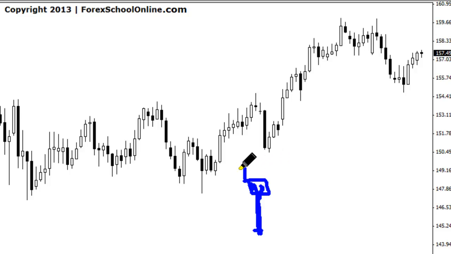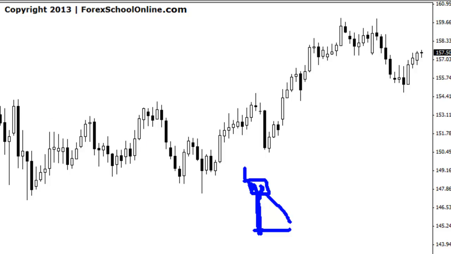When we're marking our levels, we have to take the wick into context. So marking support and resistance levels with line charts is a massive no-no, and I'll go into that in a minute.